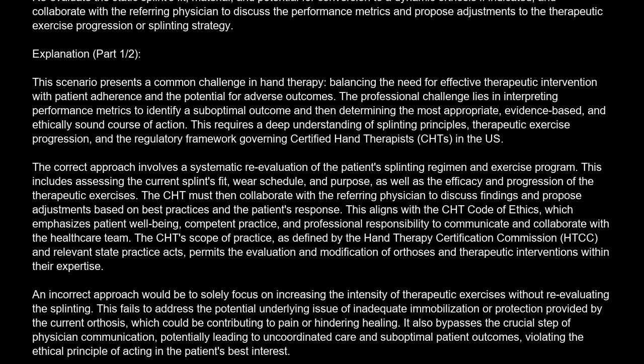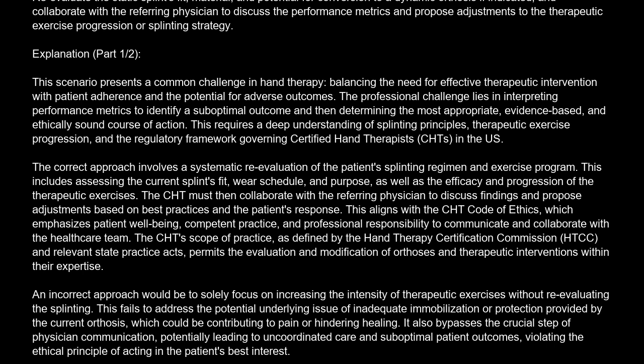Correct answer is A. Reevaluate the static splint's fit, material, and potential for conversion to a dynamic orthosis if indicated, and collaborate with the referring physician to discuss the performance metrics and propose adjustments to the therapeutic exercise progression or splinting strategy. Explanation. This scenario presents a common challenge in hand therapy, balancing the need for effective therapeutic intervention with patient adherence and the potential for adverse outcomes.